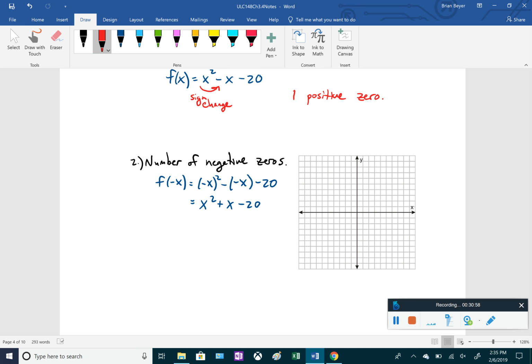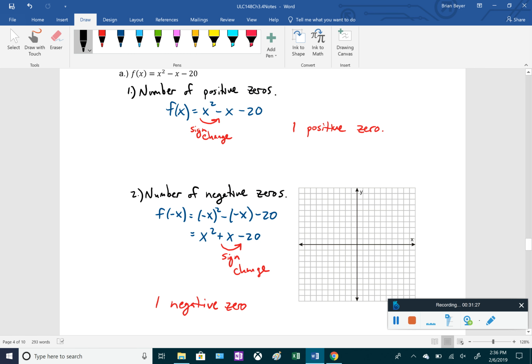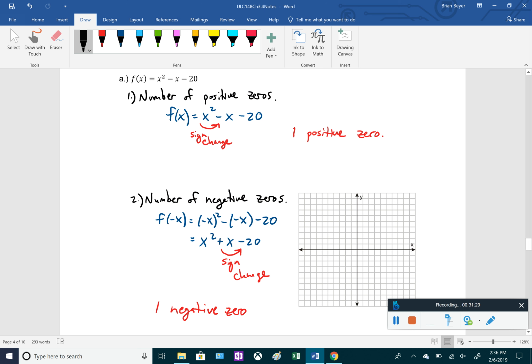Looking at the sign changes left to right, it's a positive x squared to a positive x, so no sign change. And then it goes from a positive x to a negative 20, so there's a sign change. That means there's going to be one negative zero. So we already know that there has to be one positive x-intercept and one negative x-intercept. If we graph this, it's very graphable. x squared minus x minus 20 is just graphing a quadratic. We could factor it and get x-intercepts of 5 and negative 4.